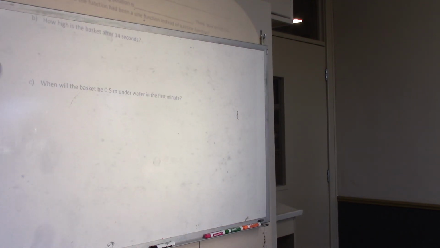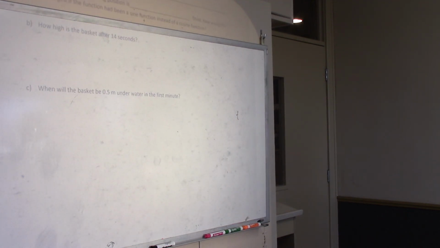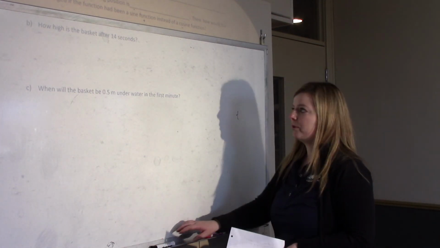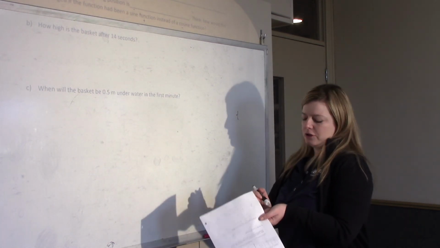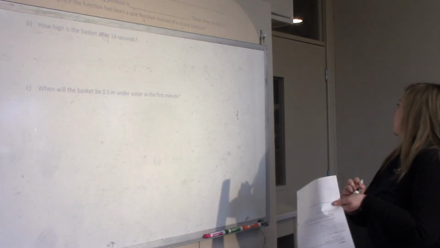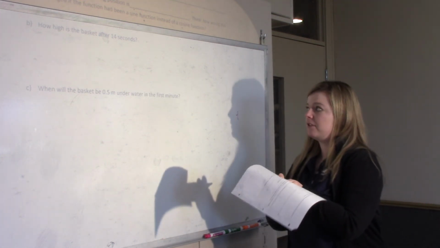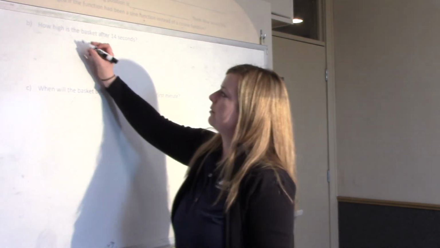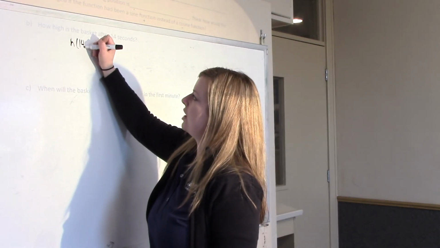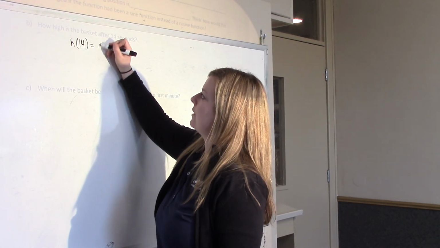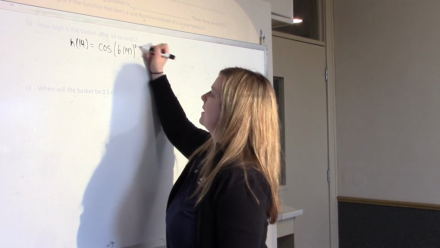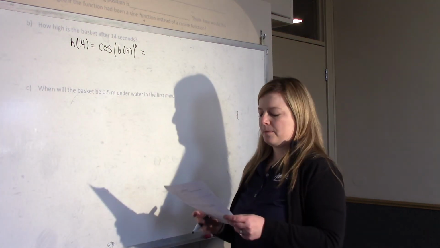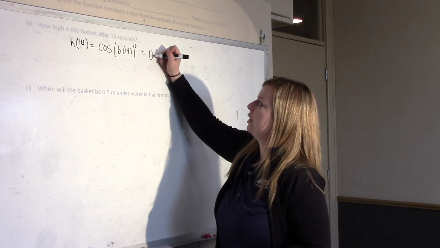So now we just have two things to do with the equation. One is finding the height when given the time, and one is finding the time when given a height. Pretty typical math questions, right? In this case, we're given the time, so we sub in 14 for t. So really we're just finding h at 14, so we're just subbing that into the formula. That's the cos of 6 times 14 degrees. Make sure you're using the double brackets there. You put that into your calculator, you get 0.1.